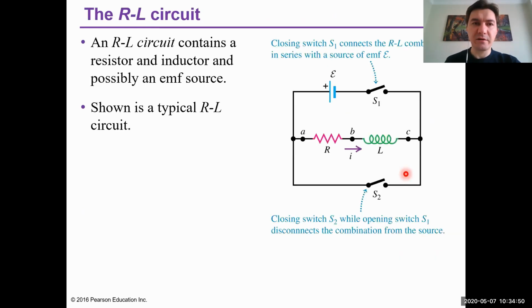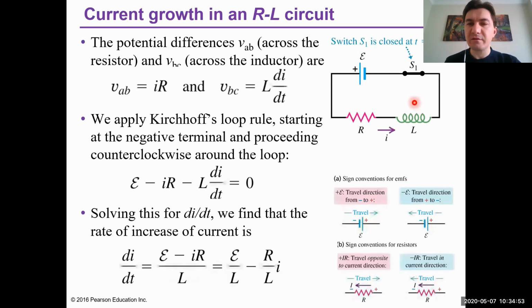Now let's consider the first condition. We close S1, switch 1, okay? Then what happens? We have current from positive to negative in the circuit, and we have a potential difference across the resistor here. The potential difference across the resistor is given by I times R. And we have also learned that the potential difference across the inductor is given by L times di over dt. So don't forget this one.